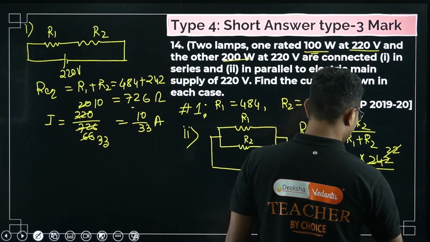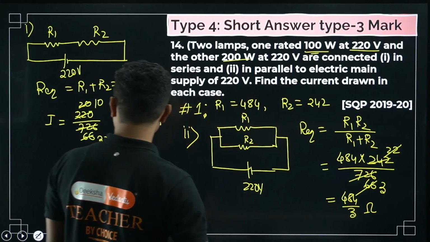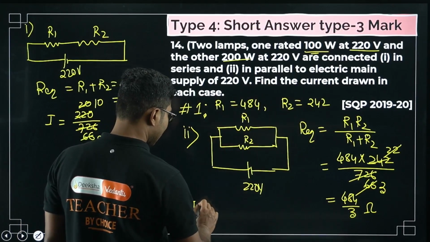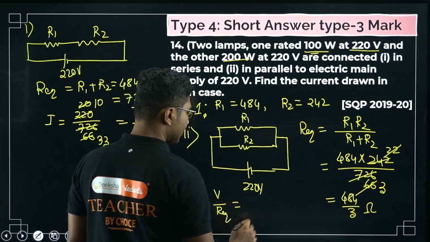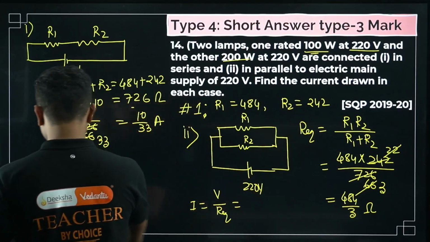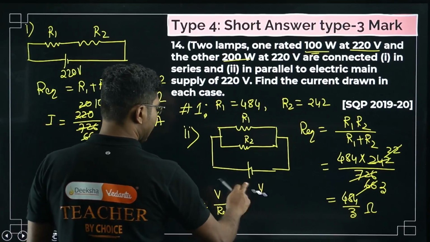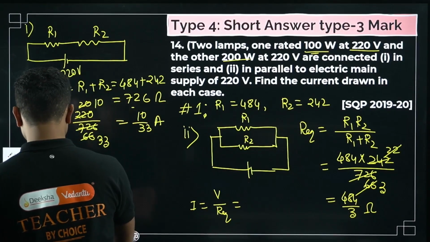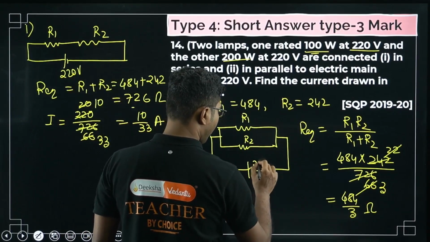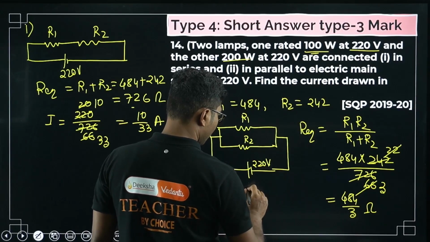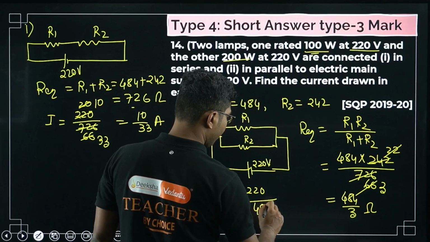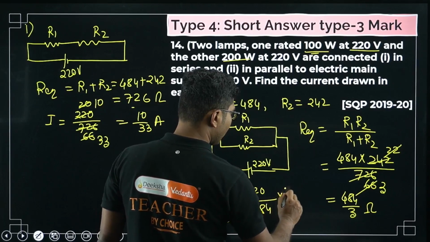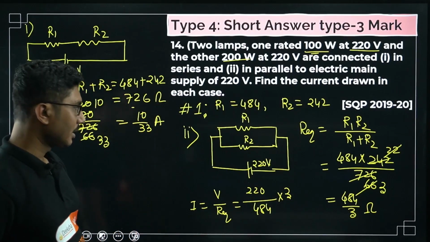Okay, because we have one more step left, that is to calculate the current. So current is basically V by R equivalent. V is 220 volt, we already know that. So 220 volt divided by 484 by 3. So 3 will go up in the numerator, right?